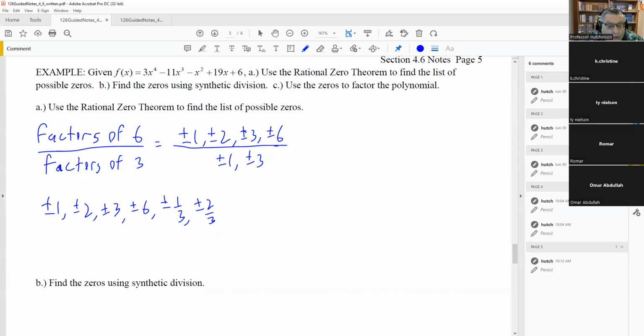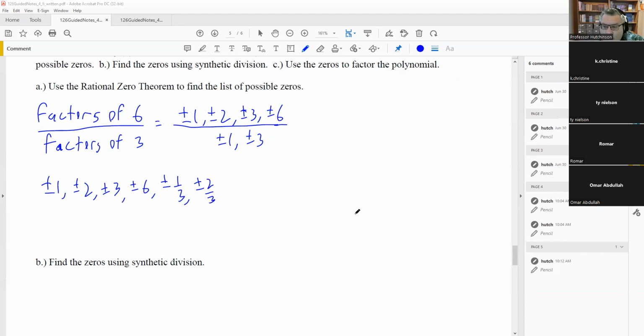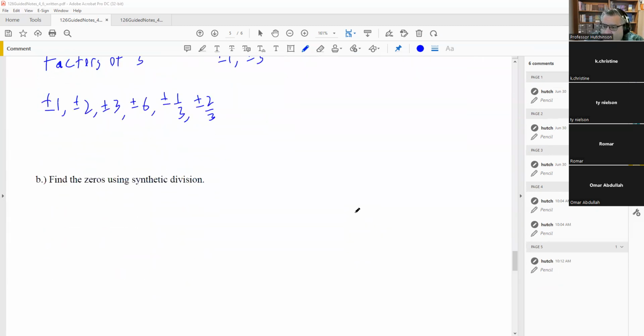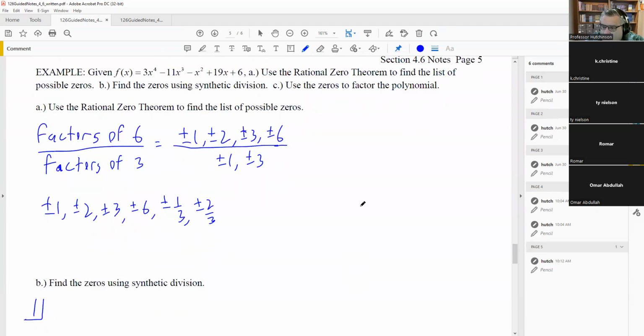So again, what I would end up doing here is I would have to do synthetic division 1 by 1 to test all these out. Now there's not a whole lot of factors here, so certainly I could go ahead and do that. So again, what do I mean by testing? Well, that means that I would start by putting in a 1 into here. So we'll do a 1 like that with our original factors. So I'm going to put these down here: 3, -11, -1, 19, and 6.